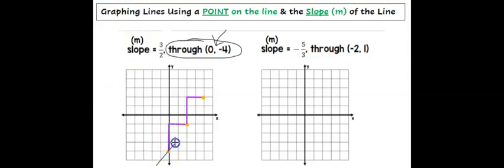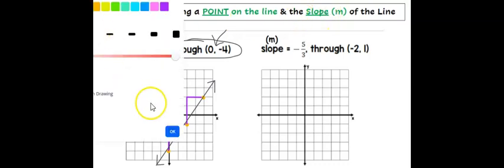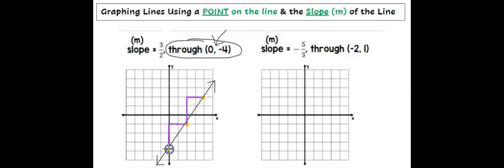I'm going to go past that point I first made. I'm going to draw arrows on it. And now I have drawn the line. I graphed the line using just a given point and that consistent stair step, 3 to 2. Okay, just to point out again, sometimes we take bigger steps.